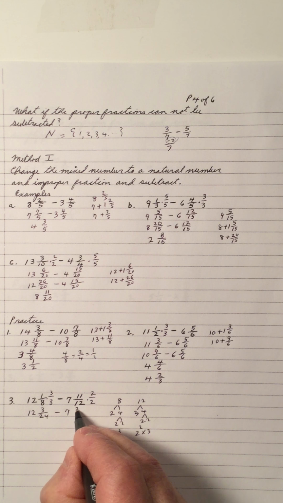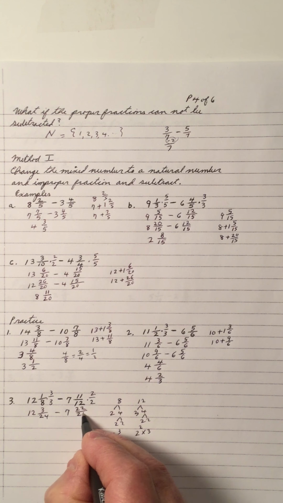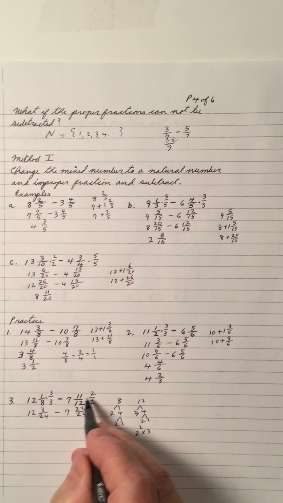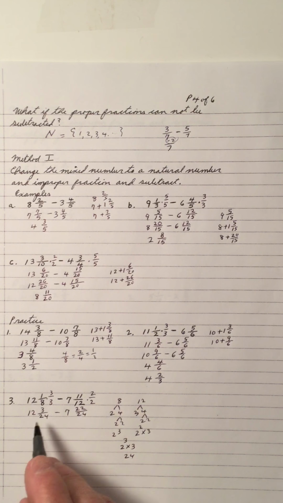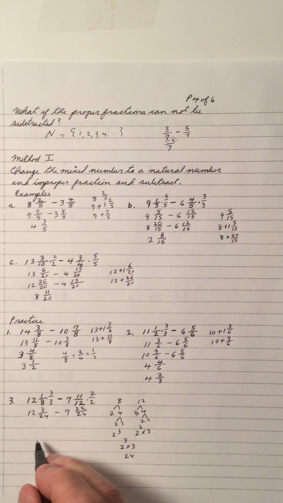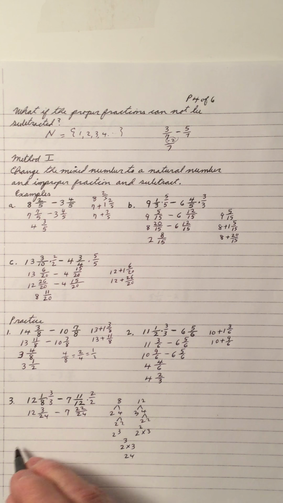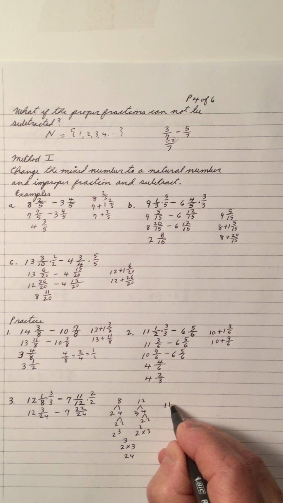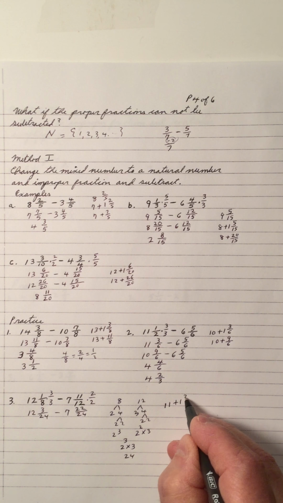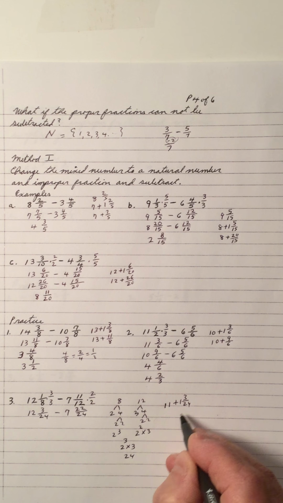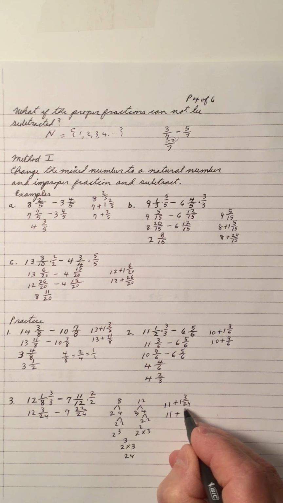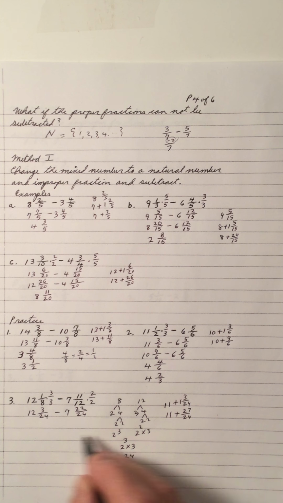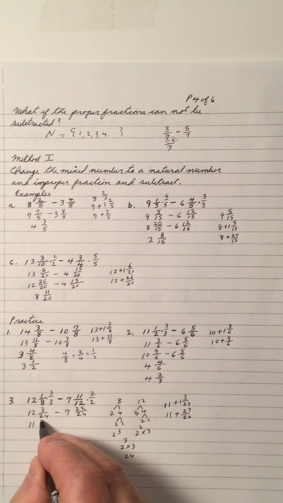7 and 22 over 24 when you multiply. 11 times 2, 12 times 2, and so on. Can't subtract, so we make this 12 into 11 plus 1 and 3 over 24. 1 times 24 plus 3 is 27 over 24. So I have 11 and 27 over 24.